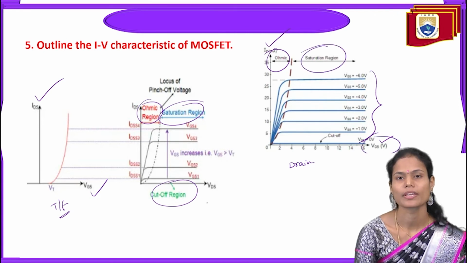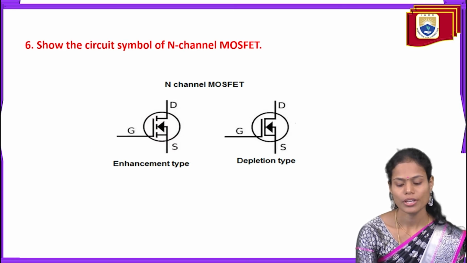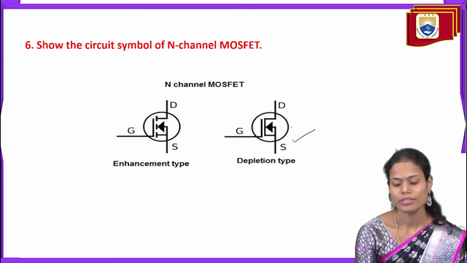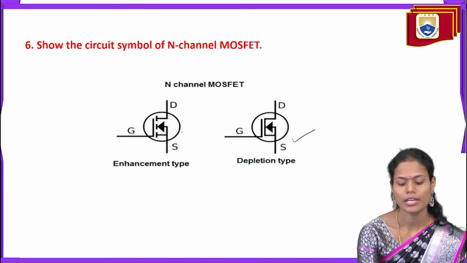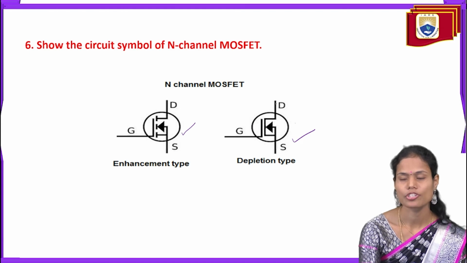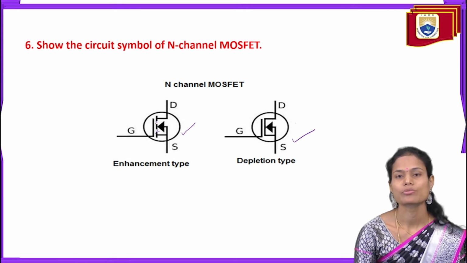And after drawing this, we need to indicate all the regions of the operation along with the variations in the different voltages and currents. Show the circuit symbol of N-channel MOSFET. So in the case of depletion type N-channel MOSFET, the symbol is like this. In the enhancement type, the symbol is like this. Why? Because in the depletion MOSFETs, the physical channel exists between the drain and source terminals. But in the enhancement type, there is no physical channel between the drain and source. So that's why we are giving the gap between the drain, source and substrate.